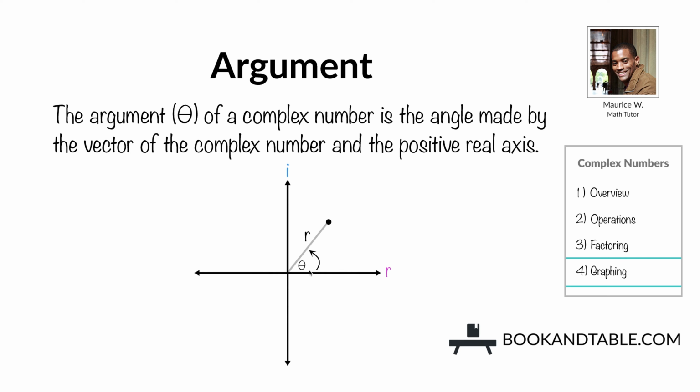Now the argument is going to be the shortest angle that gets you from the positive real axis to the vector of the modulus. So in quadrants 1 and 2, you'll be moving counterclockwise. That'll be the shortest way to get to the vector. In quadrants 3 and 4, you'll be moving clockwise, since this will be the shortest angle to get to our vector. We'll discuss that more as we move along.